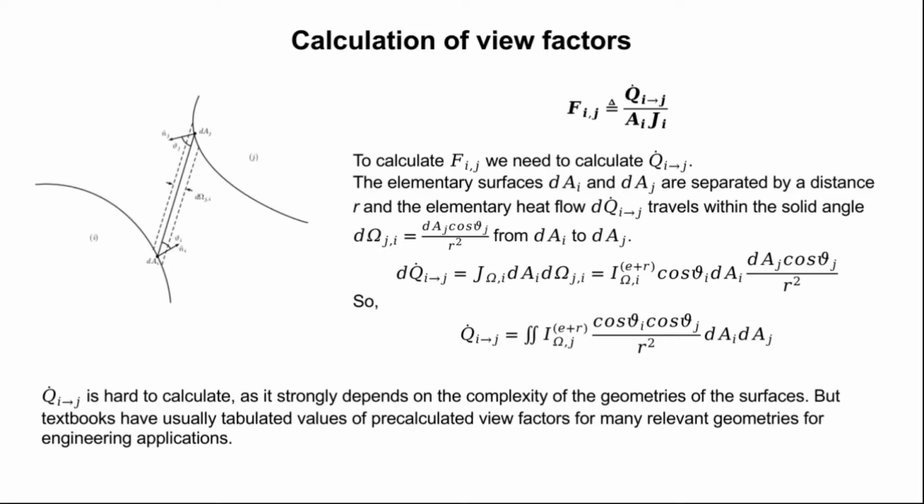So, Qij can be found by integrating dQij over the surfaces Ai and Aj. This integral is usually very hard to compute, as it strongly depends on the complexity of the geometries of the surfaces. But, luckily, textbooks usually report the pre-calculated values of view factors of many relevant geometries for engineering applications.